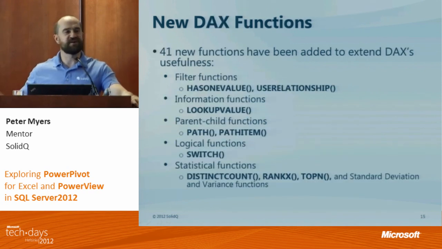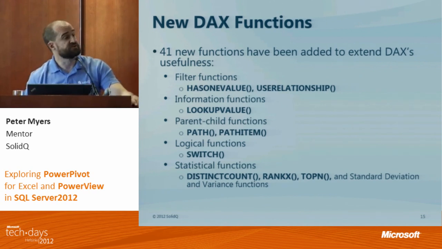41 new DAX functions. I'm not going to read through these either. But let me just point out some of the major groups. If we talk about information functions, we can look up the authenticated user. We can look up values based on conditions. These are very, very useful, in particular for database roles that can configure security. And we can use dynamic expressions with DAX to say, for example, the current user can only see the sales that come from the country that they are related to.